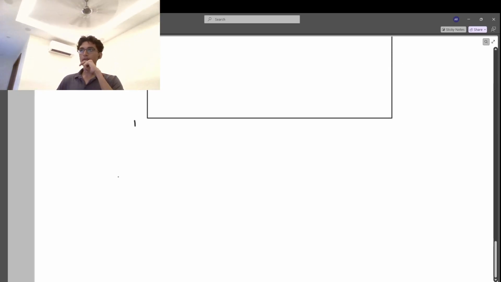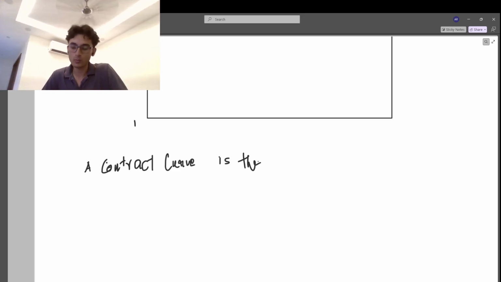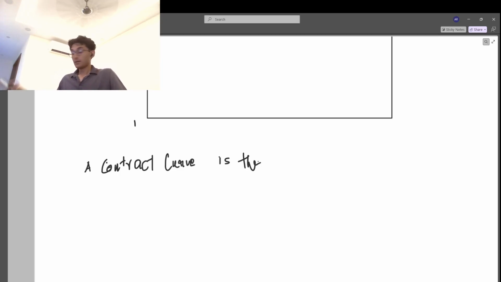A contract curve is the... let me remember the word. The contract curve. I'm forgetting a very basic word which I'm unable to remember. So let's see.